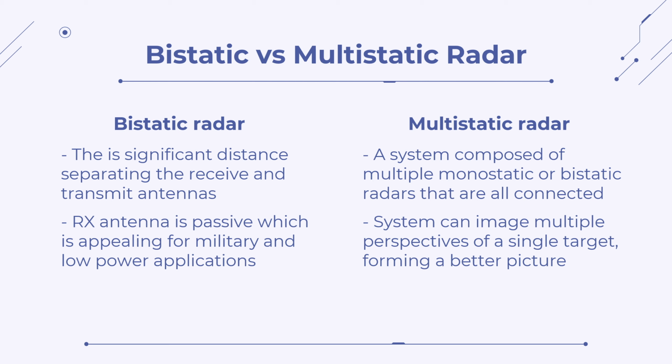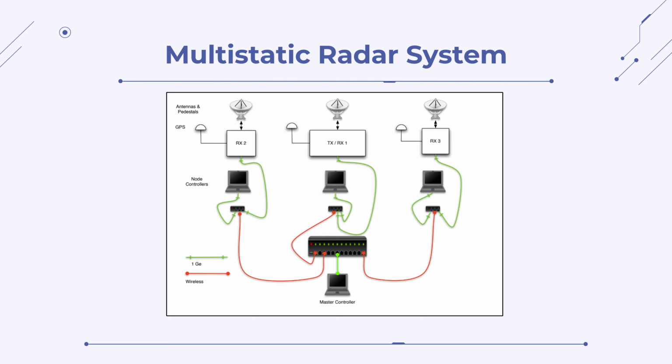Bistatic radars are radars that only have a single transmit and receive antenna, and these antennas are separated by a sizable distance. Another important factor is that these receiving antennas have a passive output, so they're very appealing for military application and low noise. Multistatic radars are a system comprised of multiple monostatic or bistatic radars that are all connected together. This system is normally able to get a better perspective on single targets by imaging from multiple locations. Here's a photo to see that better.